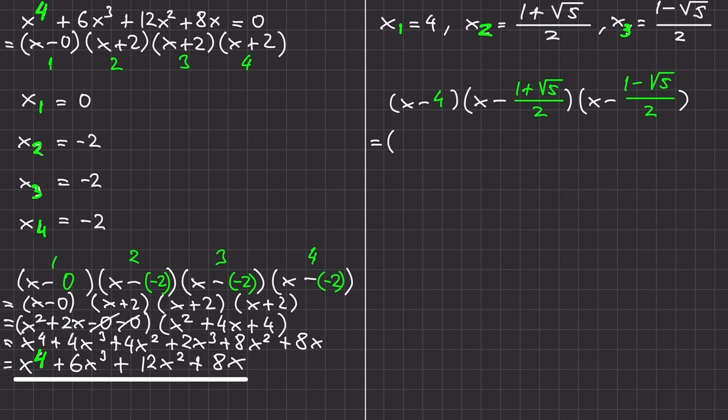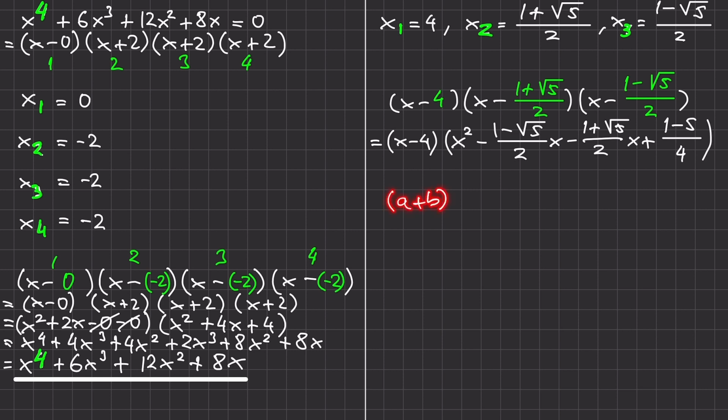So we get (x minus 4) times (x squared minus (1 minus the square root of 5) over 2 times x minus (1 plus the square root of 5) over 2 times x plus (1 minus 5) over 4).